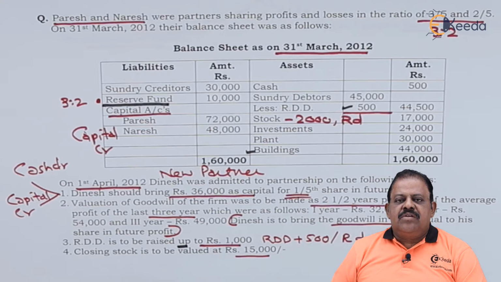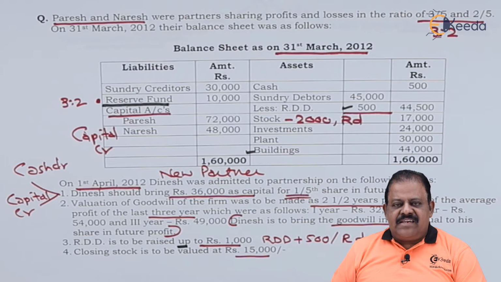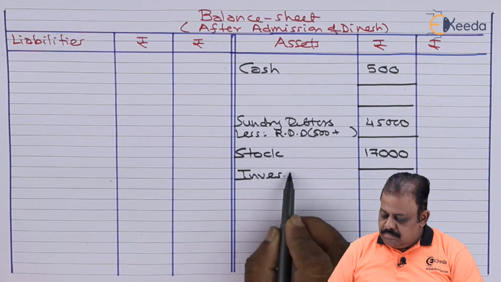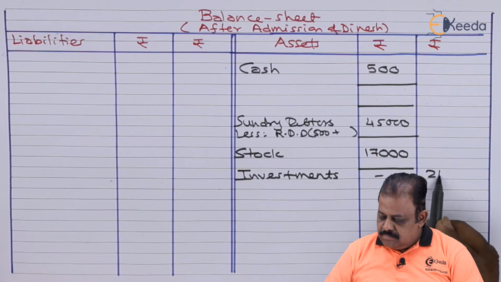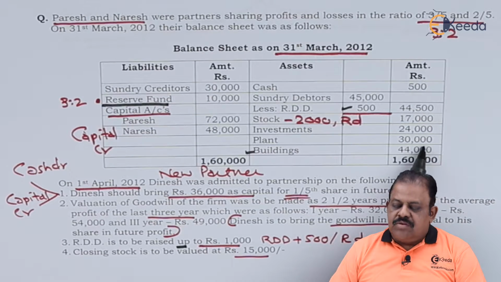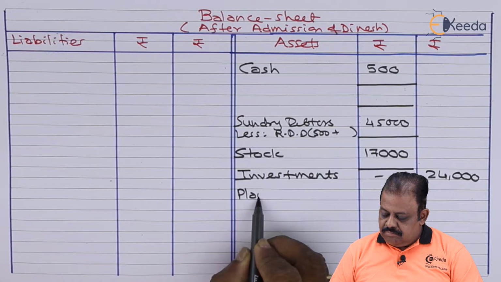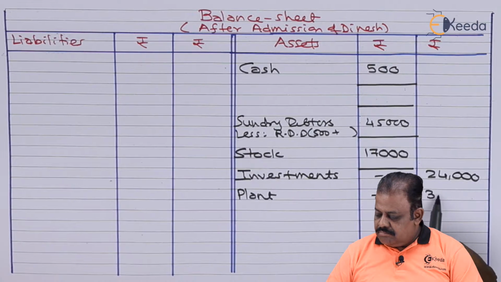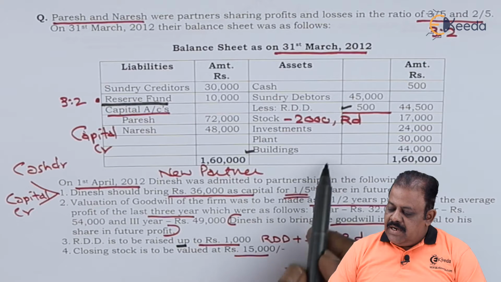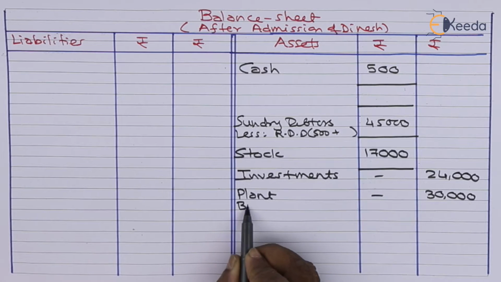Investments 24,000. Balance sheet asset side. Plant 30,000. Building 44,000.